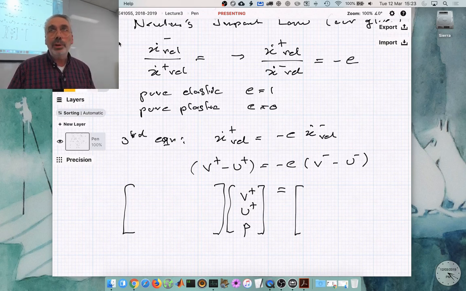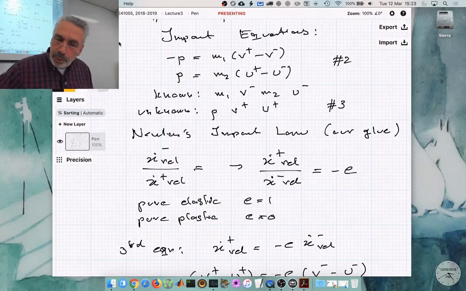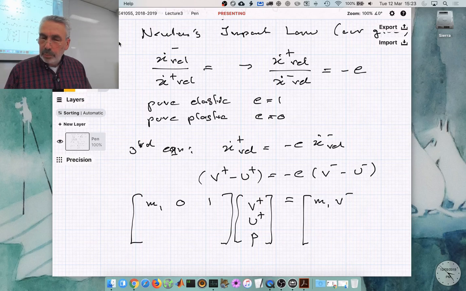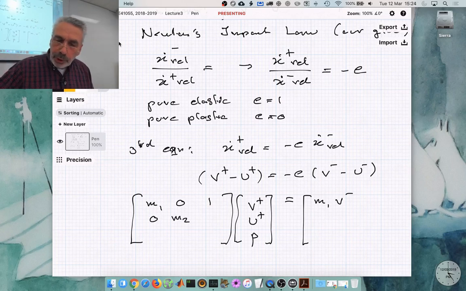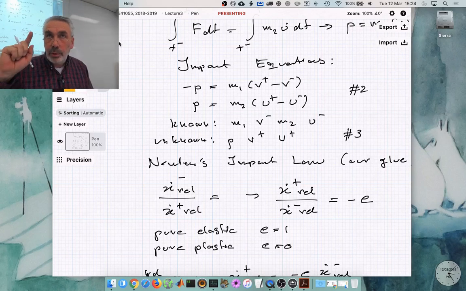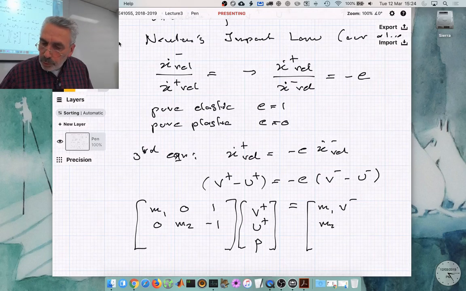Now the first equation is our first impact equation about v. M1 times v plus minus, I don't know by heart, this guy. So M1 times u dot, and I bring this to the other side, so that's plus P. So I get M1 here, it has nothing to do with u, there's a 1 here for P, and then here we have M1 v minus. That's the first equation. And the second equation is with M2. Now we have to watch very clearly. Here's a plus P, so if we bring it to the other side, it's going to be a minus P. So it's going to be minus 1, and then this to the other side is plus. So minus 1 and then M2 u minus.